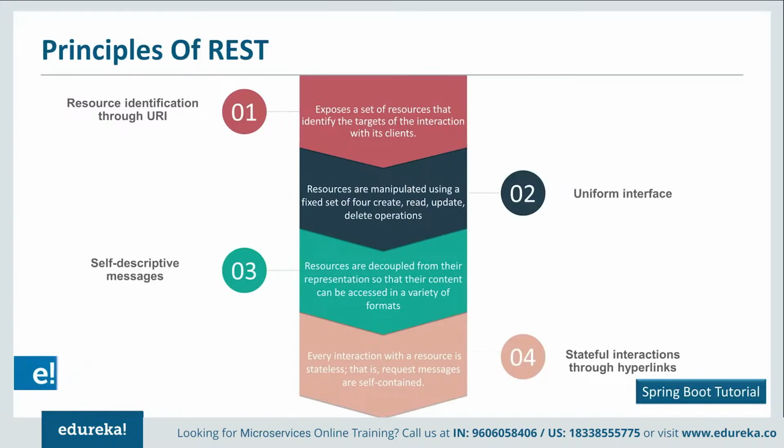So the PUT creates a new resource, which can then be deleted by using the DELETE. GET retrieves the current state of a resource in some representation, and POST transfers a new state onto a resource. Resources are decoupled from the representation so that their content can be accessed in a variety of formats such as HTML, XML, plain text, PDF, JPEG, JSON, and others.